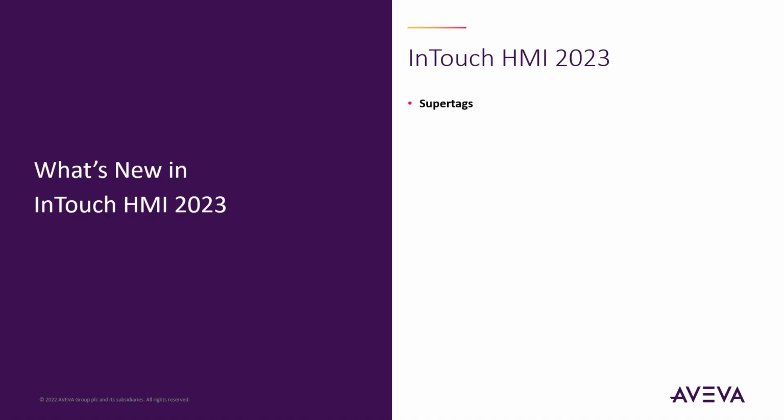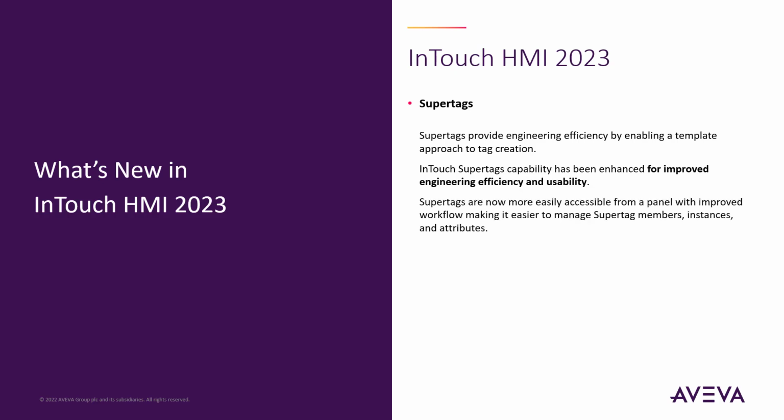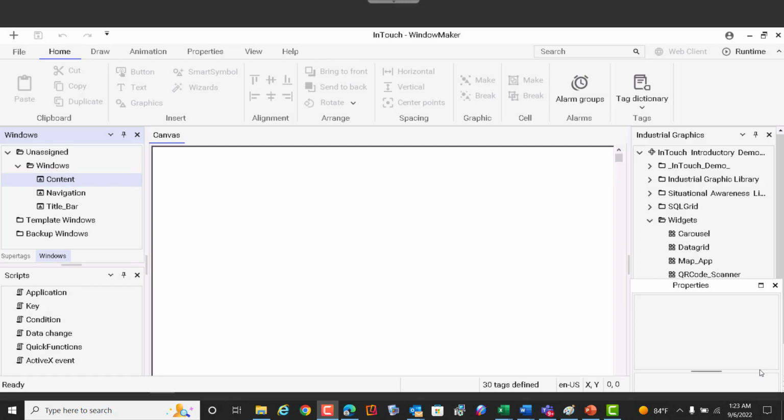Super tags. Super tags have been around for a long time. Super tags provide engineering efficiency by enabling a template approach to tag creation. InTouch Super Tags capability has been enhanced for improved engineering efficiency and usability. Super tags are now more easily accessible from a panel with improved workflow, making it easier to manage super tag members, instances, and attributes. This is InTouch Window Maker, and we're looking at the InTouch introductory demo.